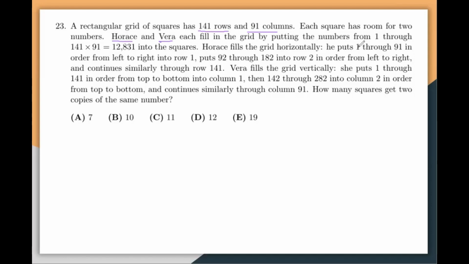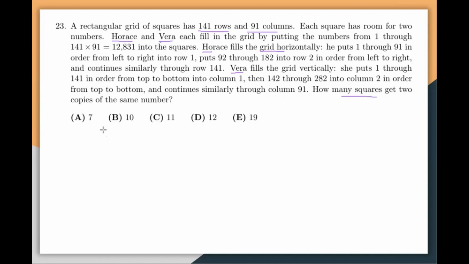Each fills the grid by putting the numbers 1 through 12,891 into the squares. H fills the grid horizontally: he puts 1 through 91 in the first row, then 92 through 182 in the second row, and so on. At the same time, V fills it vertically: 1 through 141 from top to bottom in column 1, then 142 through 282 in column 2, and so on. So how many of these squares will have the same number?